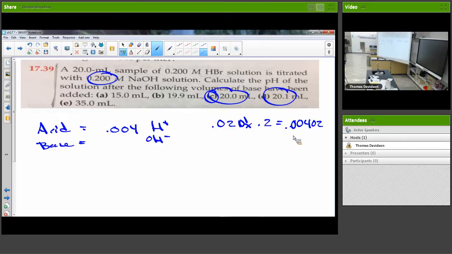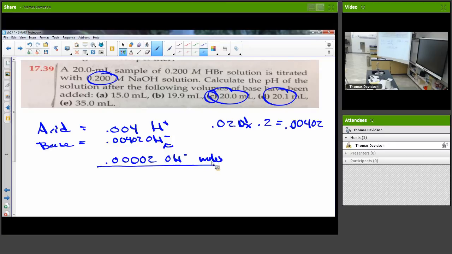Yeah, well now this is going to be a base. Okay, so now we take this 0.00402, and you can still subtract it if you want, or really you always subtract the smaller from the bigger. So we would subtract this out, and we'd end up with 0.00002. And which one would you have excess? OH minus. Now that's just moles.